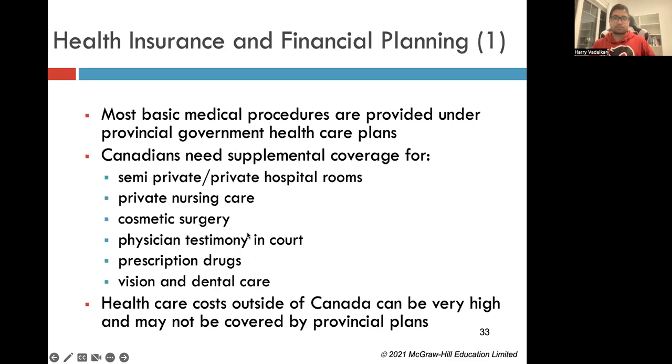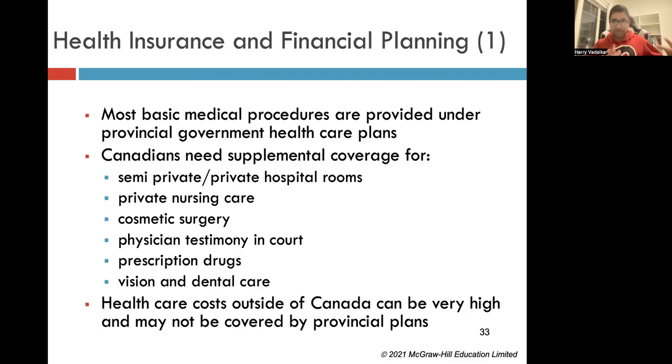Okay. Next is health insurance. Now it's important to understand health insurance. We have provincial health insurance that covers our basic necessities. So if you fall sick, or if you want some kind of surgery, most of the time the province is going to cover you 100% of the cost. We have socialized healthcare in Canada, so you don't have to pay for it.